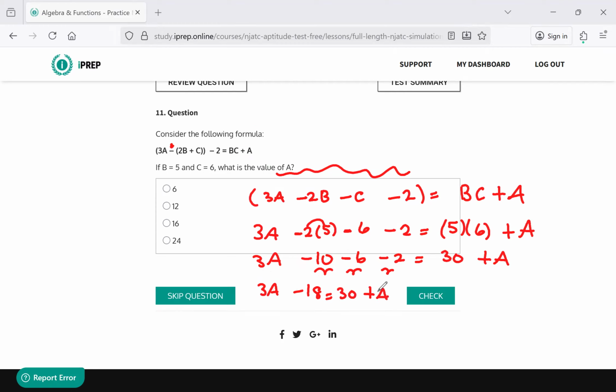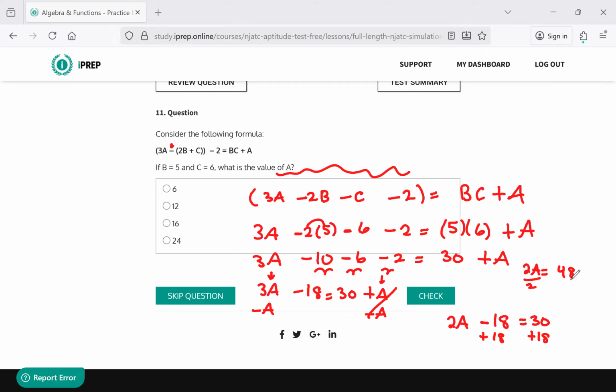So our goal is to solve for a. So what I would do is maybe get all the a's on one side. So you have an a here and a 3a there. So maybe I should move this a to the left by subtracting a. Okay, so 3a minus a is 2a minus 18 equals to 30, right? Solve for a by adding 18 to both sides. So you get 2a equals to 30 plus 18 is 48.